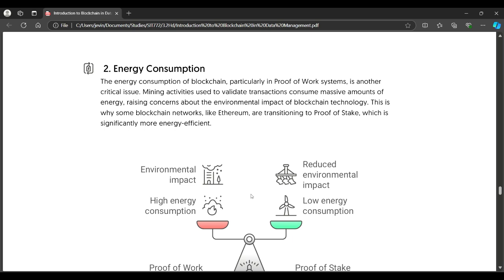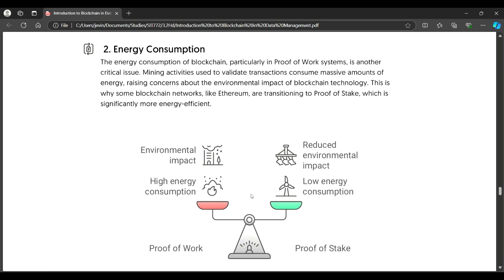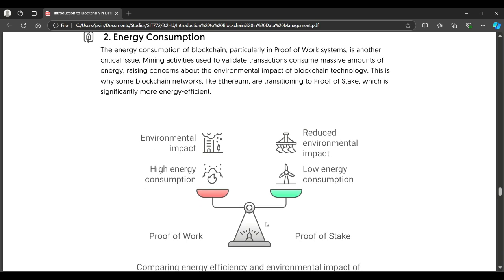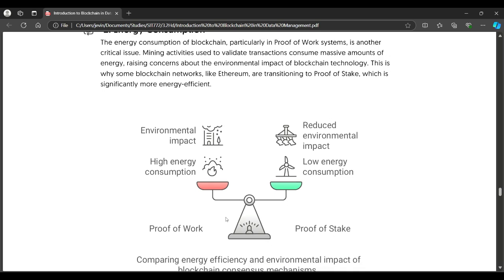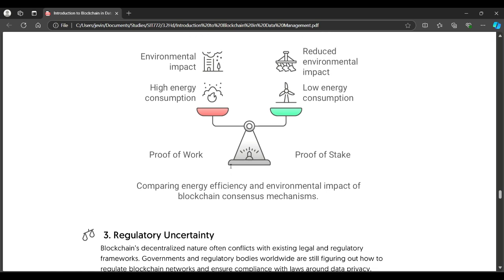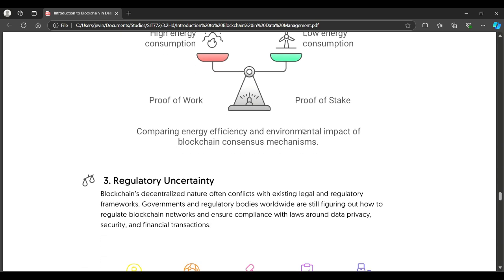Here energy consumption also is more, particularly with proof of work, where the miners have to validate a transaction and consume a massive amount of energy, and it has more environmental impact. So if we use proof of stake like Ethereum, which is significantly more energy efficient, we can reduce the environmental impact and other impacts, and we can have low energy consumption.